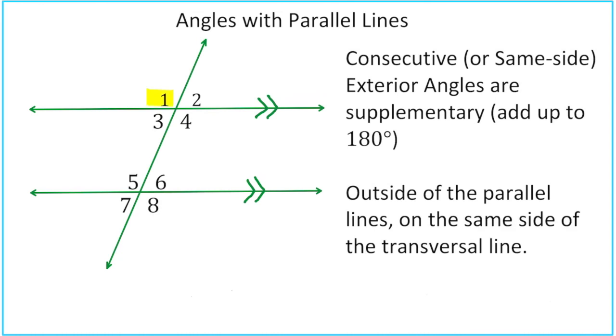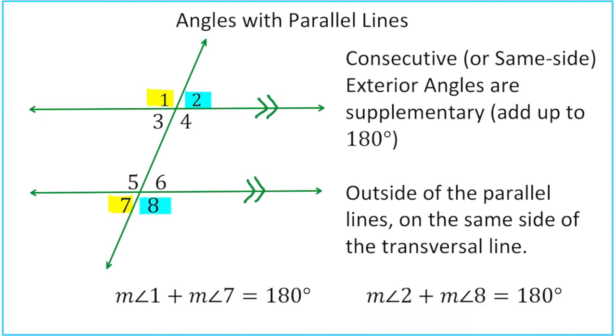So we could start with angle 1, which is consecutive exterior with angle 7. So the measure of angle 1 plus the measure of angle 7 equals 180 degrees. And our last pair of same side exterior would be angle 2 and angle 8. So we can write the measure of angle 2 plus the measure of angle 8 equals 180 degrees. That is all the different type of angle relationships we have when a transversal intersects two parallel lines.